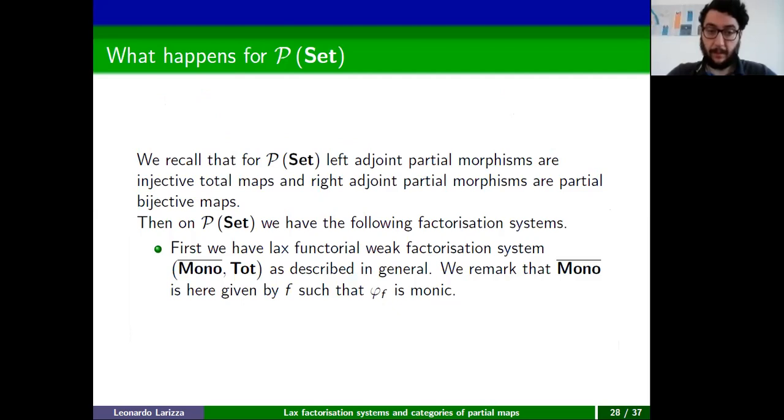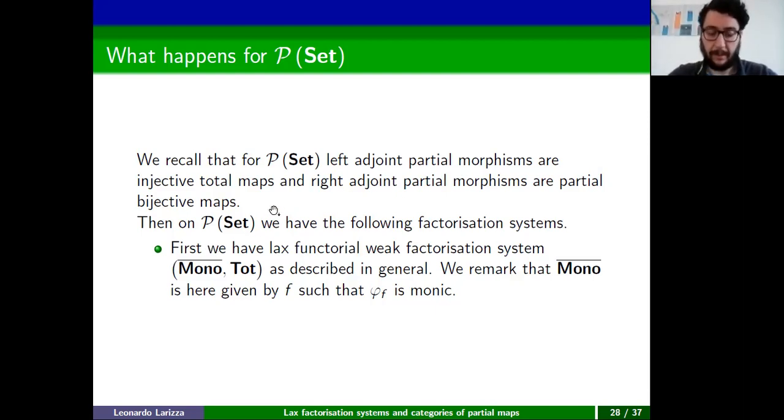Then we come to apply the discussed properties and constructions to P-set, P-set being the category of sets equipped with partial maps. Here we have that left adjoint partial morphisms are given by injective total maps, and the right adjoint morphisms are given by partial bijective maps. So first of all, I should mention that the class S is given, as I said before, by equivalence classes of monomorphisms.